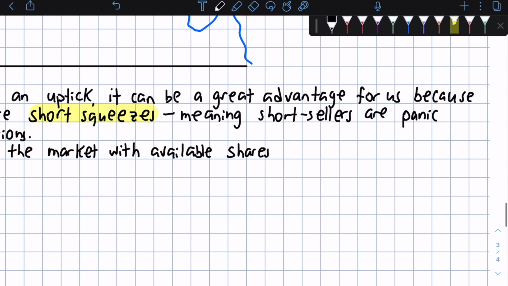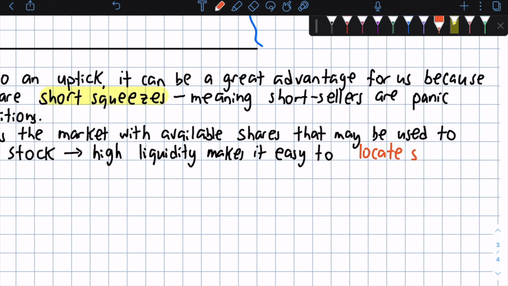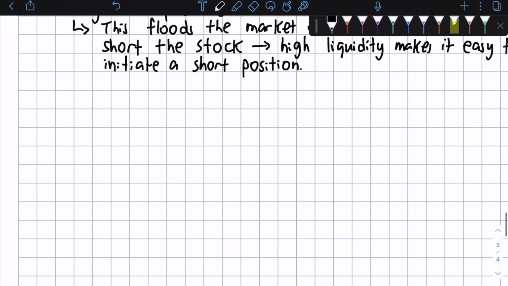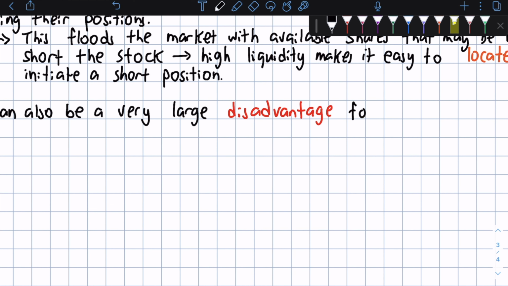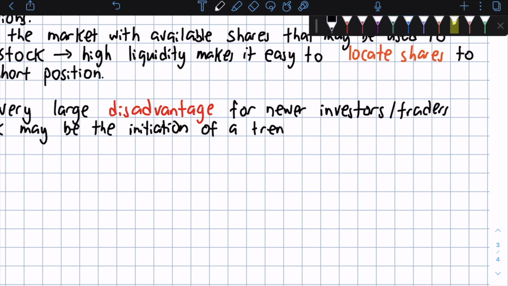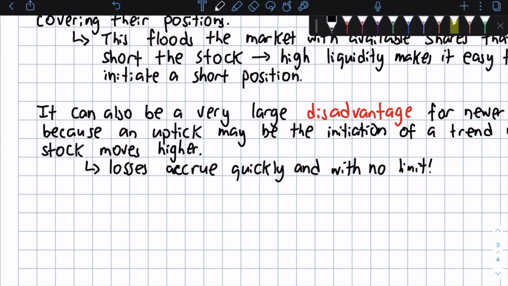So what this does is it actually floods the market with available shares because all those positions are covering, and these can be used again to short the stock. And high liquidity like this makes it easy to locate shares to initiate the short position. So that's the advantage for us, but it can also be a pretty large disadvantage as well, especially for newer investors and traders, because an uptick may be the initiation of a trend reversal in which the stock actually moves higher and doesn't stop going higher, and this again can be dangerous.